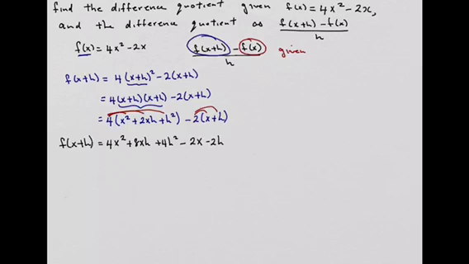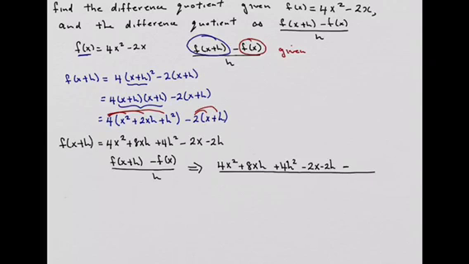So if we plug that in now into the difference quotient formula, f of x plus h minus f of x, everything over h, this becomes 4x squared plus 8xh plus 4h squared minus 2x minus 2h, and that's just my f of x plus h, minus my f of x, which is 4x squared minus 2x, all of that over h.